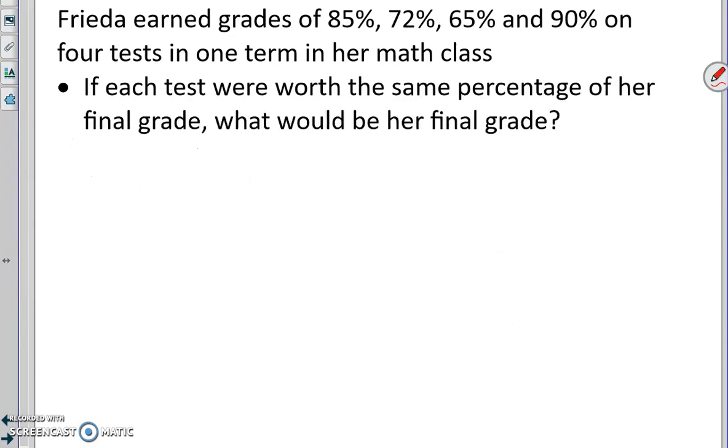Okay? So, Frida earned grades of 85, 72, 65, and 90 on 4 tests in a math term. If each test were worth the same percentage of her final grade, what would be her final grade? This is what you have to do. I have a program that does it, otherwise it takes forever, but we have to understand how it works, right?